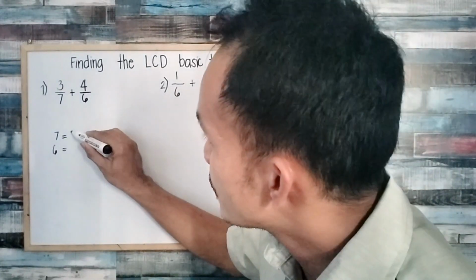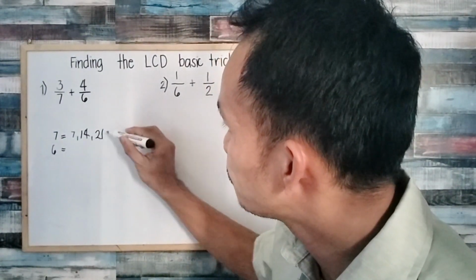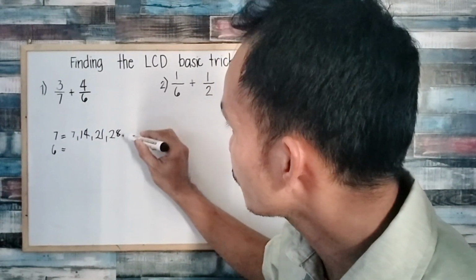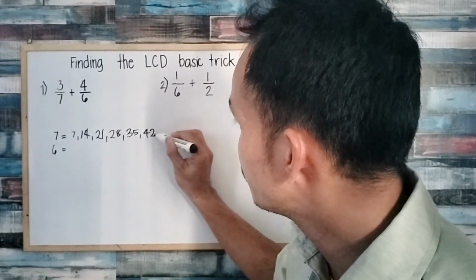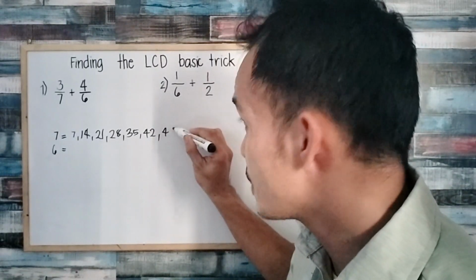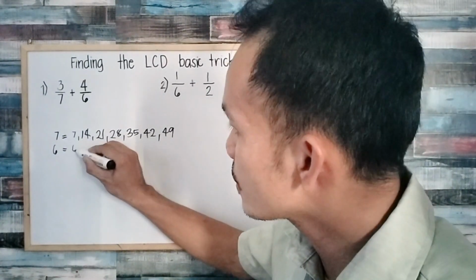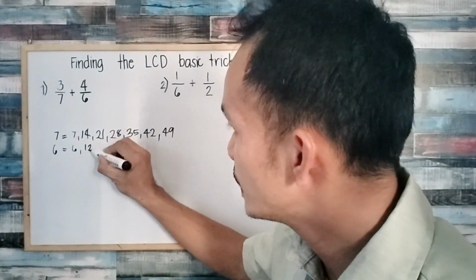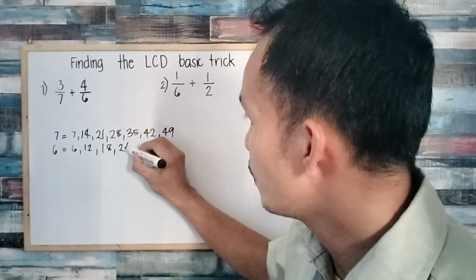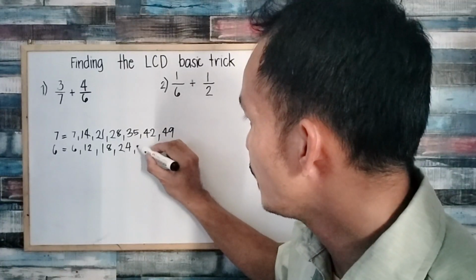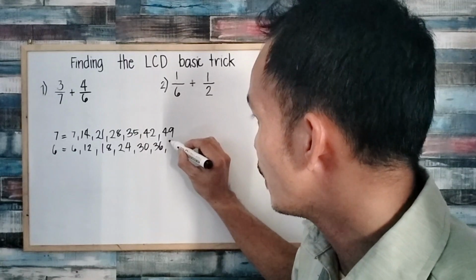So we have 7, 14, 21, 28, 35, 42, and 49. Let's stop at 49. Then for 6, we have 6, 12, 18, 24, 30, 36, and then 42.